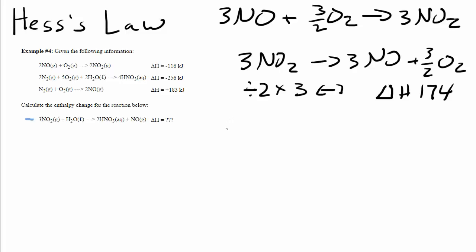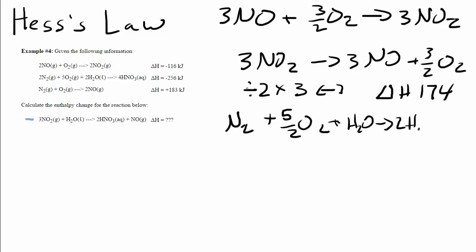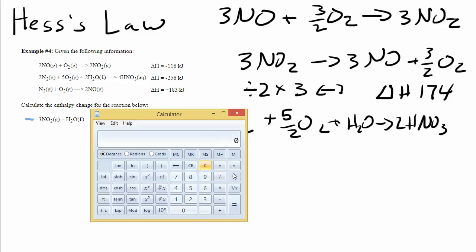So I'm going to get 5 halves of O2, and then I'm going to get a mole of H2O, and that's going to make 2 moles of HNO3, and then I divided everything in that by 2, so it's delta H, I have to divide by 2. So let me pull up the calculator real quick and clear this out. And we're going to do 256, and that's negative, and we're going to divide it by 2. And our delta H for that is going to be negative 128.